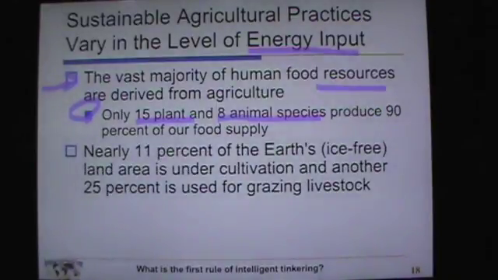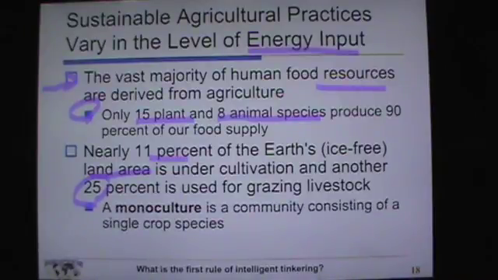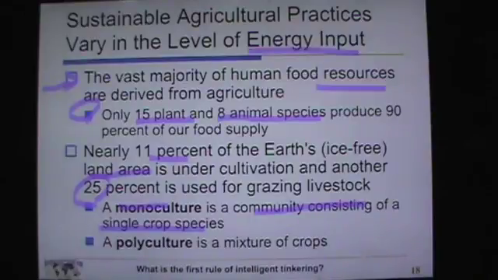Nearly 11% of the Earth's land area is under cultivation. Another 25% is used for grazing livestock. Monoculture. We've talked about monocultures before. It's a community consisting of a single crop species. Polyculture is where you have a mixture of crops.